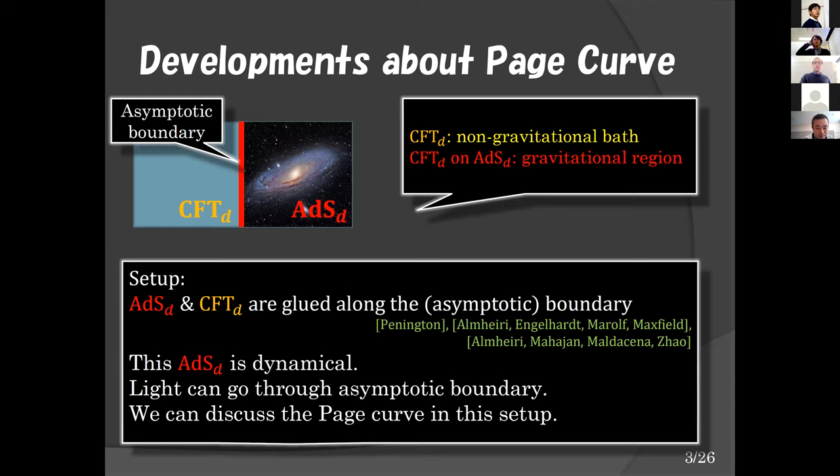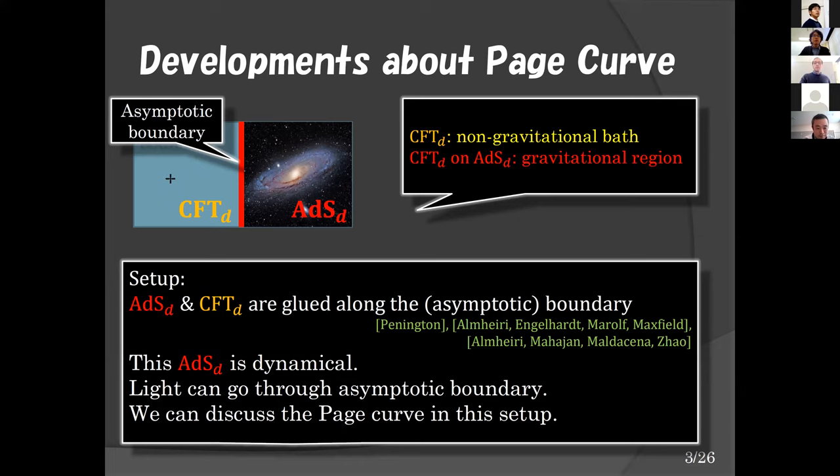Maybe you've already heard of this topic many times in this workshop, so I'll briefly review it. Recent progress on the Page curve is based on this type of setup, in which we consider the joining of two systems: a non-gravitational bath CFT and a CFT on dynamical gravity. This is dynamical, so we can study the radiation from this dynamical gravity to the bath.